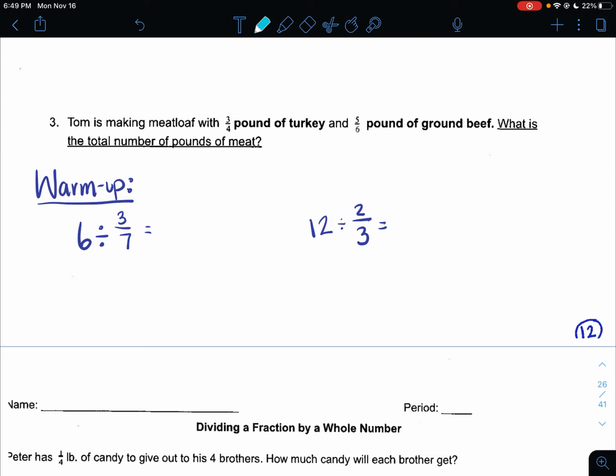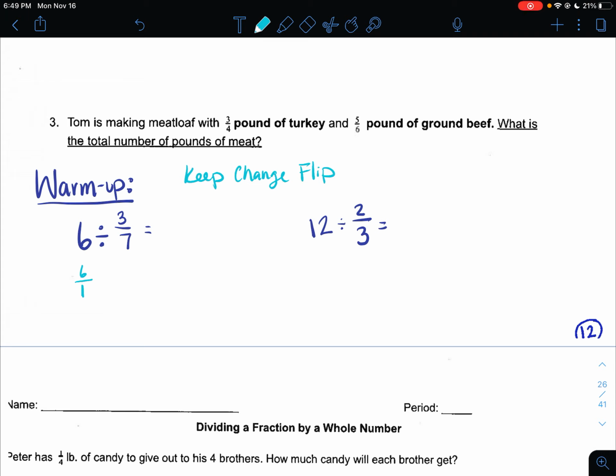Okay, hopefully you are back with the answers to these division problems. So we talked about yesterday how all of the division problems, you are changing them to multiplication. So the saying that you use is keep, change, flip. And that's going to help you remember the steps in order to change your division problems to multiplication.